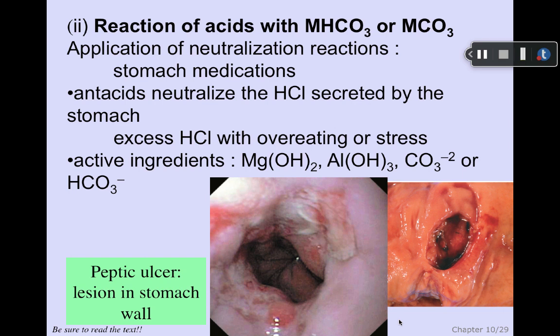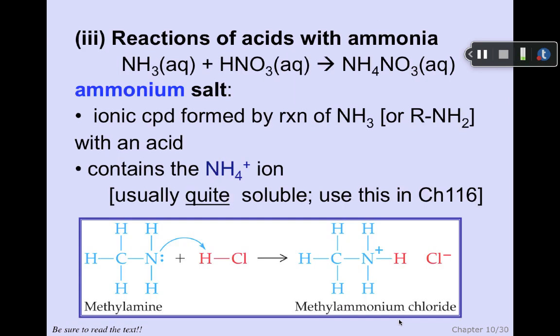So you can have things like magnesium or aluminum hydroxide, otherwise carbonates, either hydrogen carbonate or ordinary carbonate, and you'll get CO2 as a product if you use the carbonates to neutralize those things. If it's not sufficiently neutralized, you might have something ugly like a peptic ulcer, which can be very uncomfortable. Don't ask for one. Okay, third type of reactions of acids.